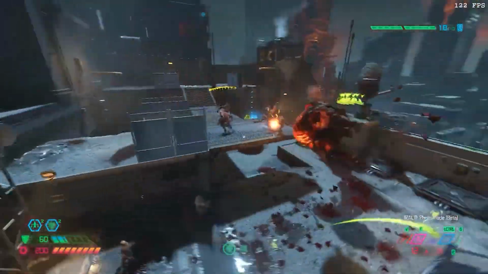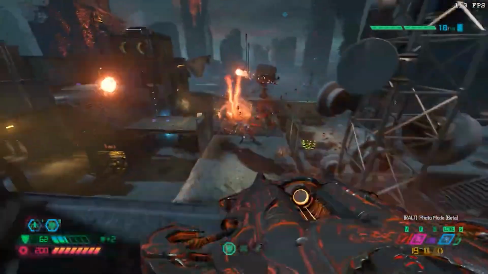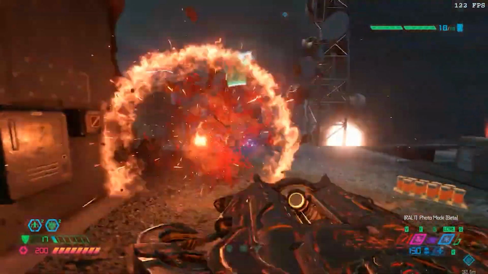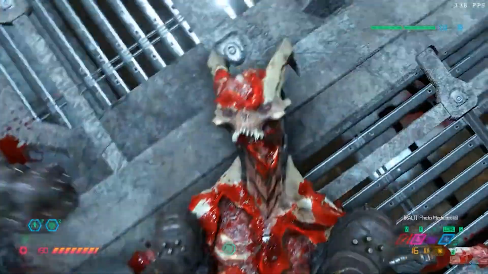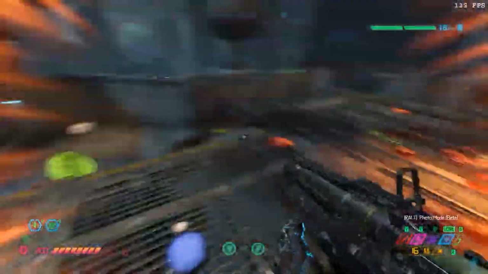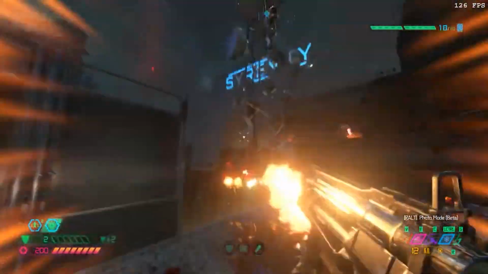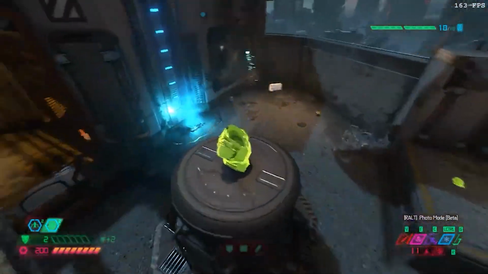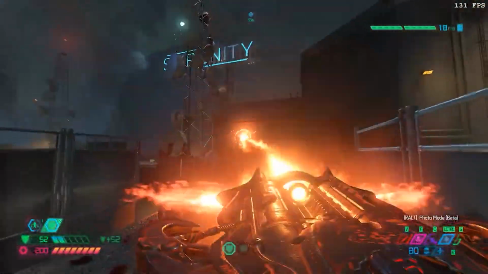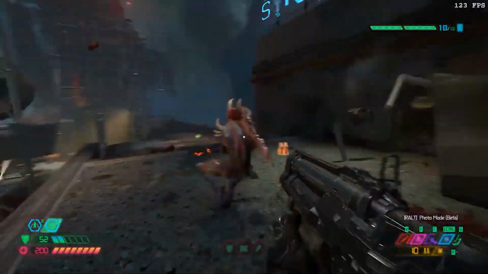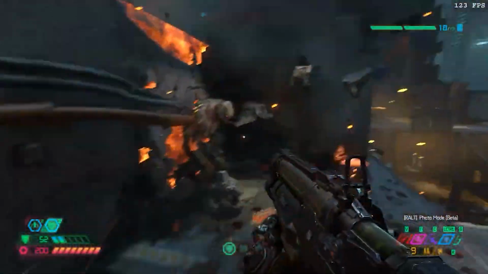A fan favorite is the updated super shotgun, now with the meat hook, a grappling hook that latches onto enemies, letting you pull yourself towards them for a point-blank shot. This isn't only great for offense, but doubles as a mobility tool to slingshot around arenas. All these changes made Eternal even faster and more skill demanding than Doom 2016.